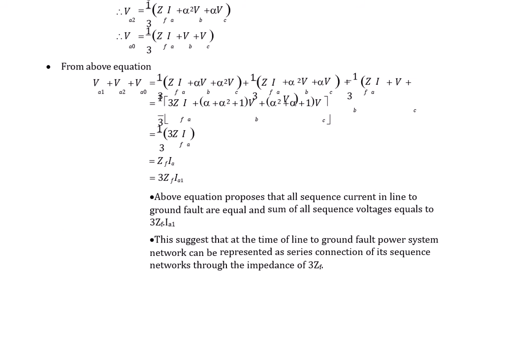This suggests that at the time of a line to ground fault, the power system network can be represented as a series connection, because all the currents are the same, and the same current is only possible in a series connection.